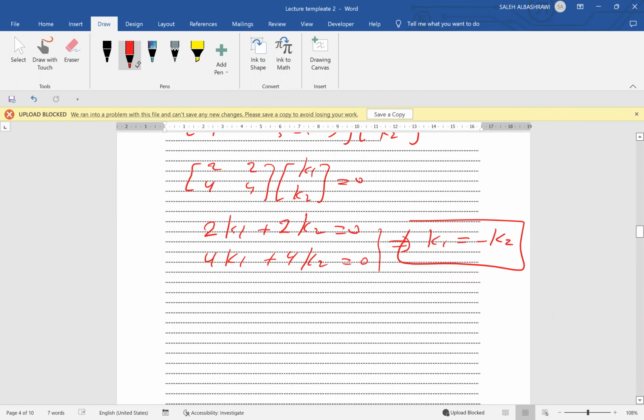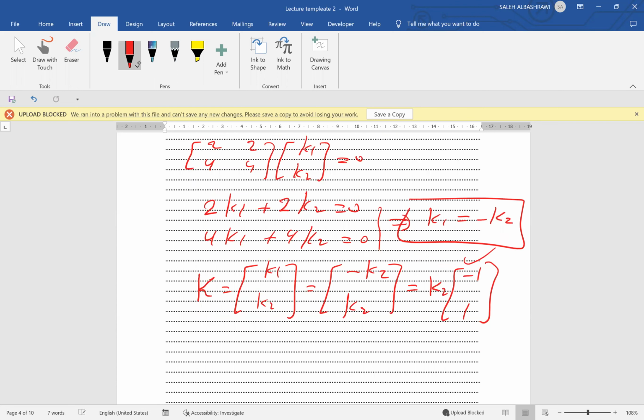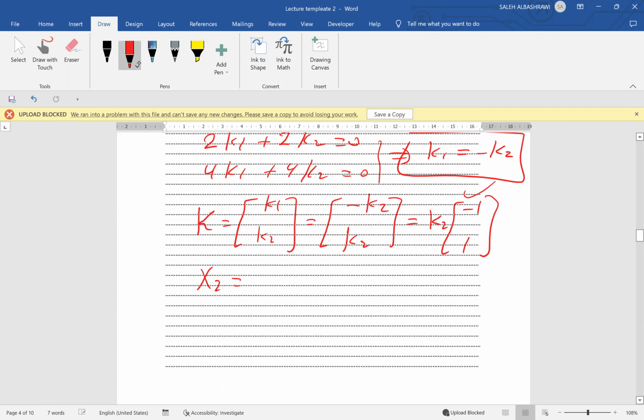So the eigenvector will be K1 and K2, which is equal to, K1 equal to minus K2, so just replace as minus K2 and K2. Take K2 as a common factor, we'll have -1 and 1. So this will be my eigenvector. So x2 in this case, that is K multiplied by e to power lambda t, which is equal to -1, 1 e to power minus t.